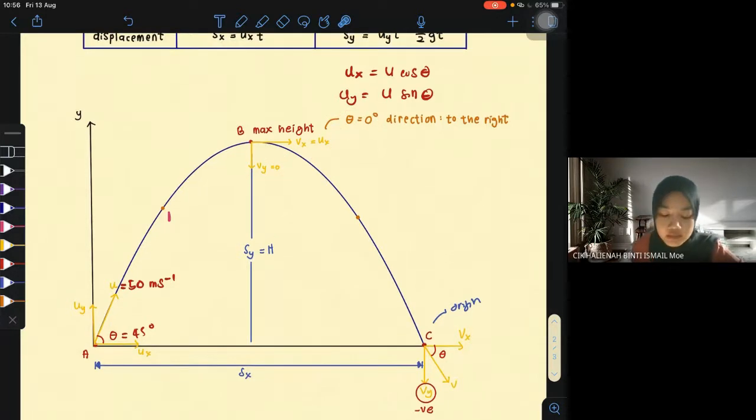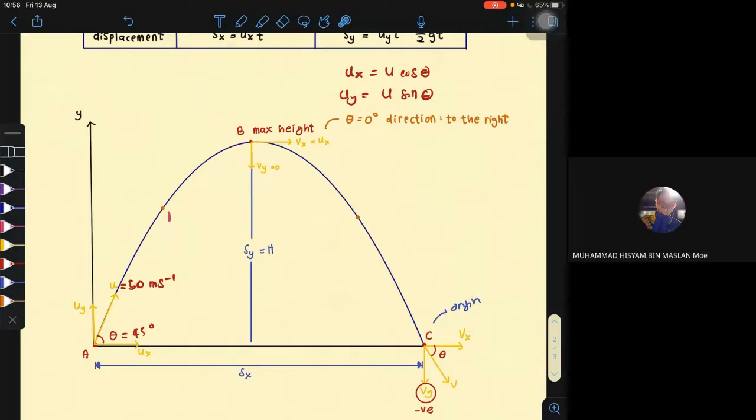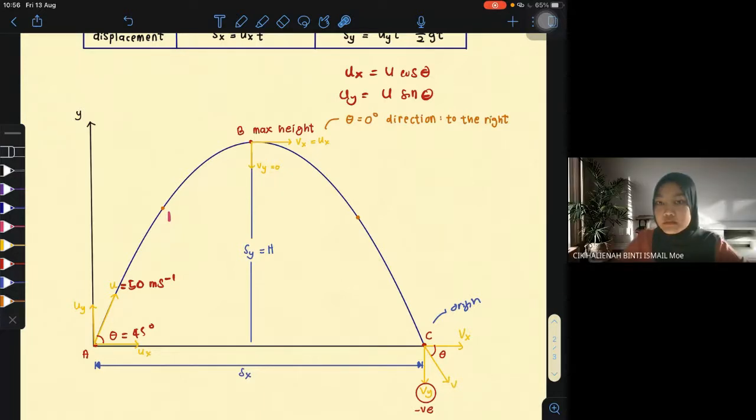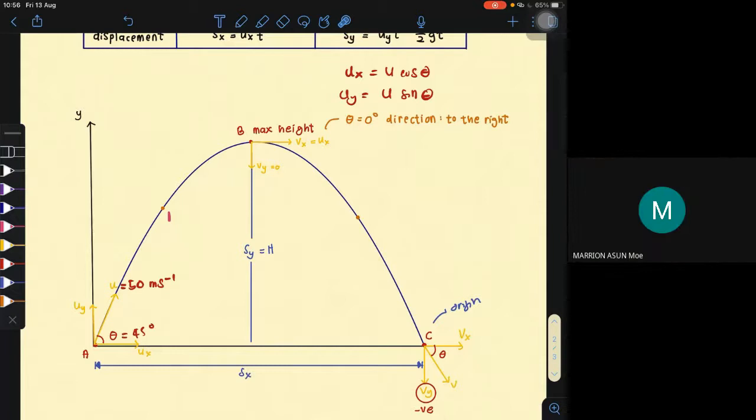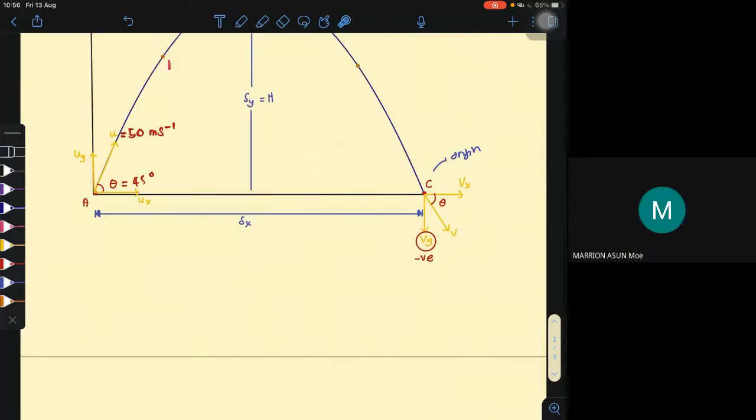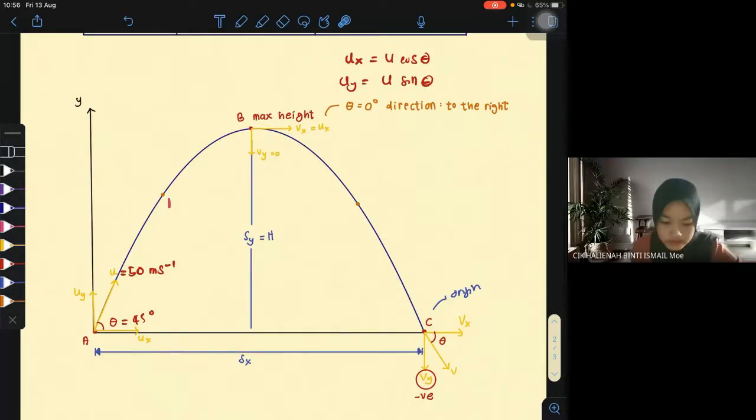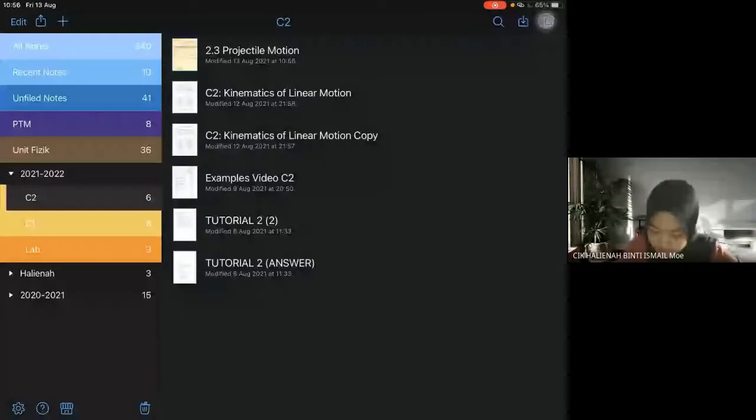Okay, so any questions so far? No question? Okay, wait a moment. So let's look at an example. The first example, which is example 11.